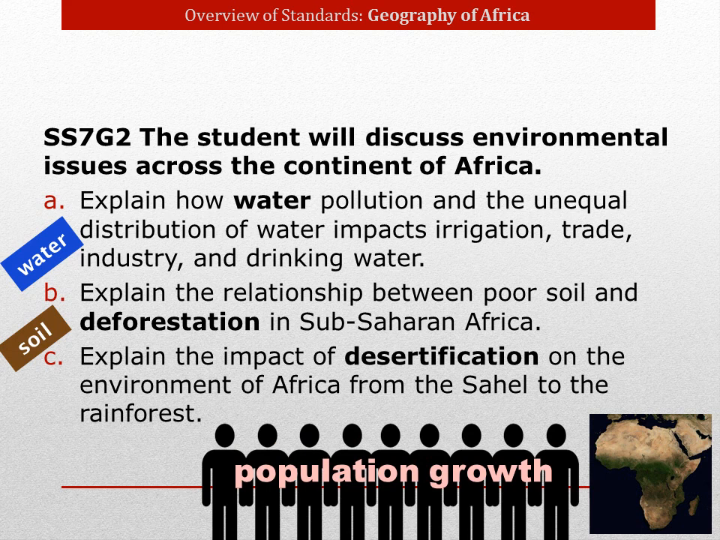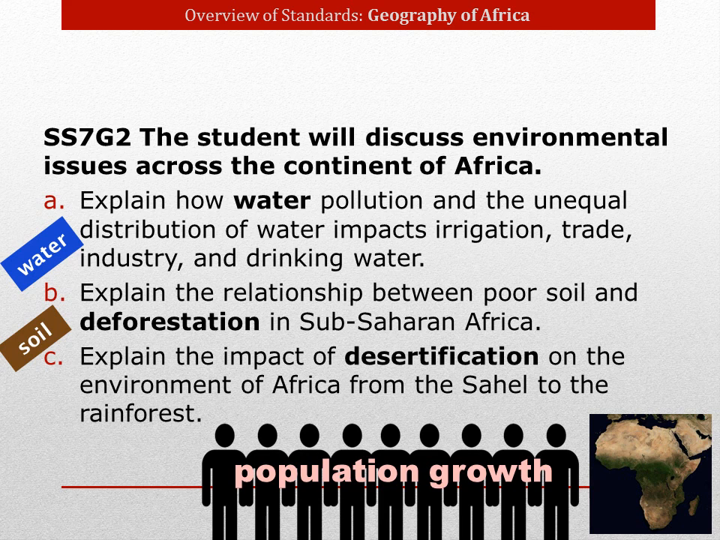So in element A, explain how water pollution and the unequal distribution of water impacts irrigation, trade, industry, and drinking water. Now you know that water is important for people. They need that water for drinking, but it's also necessary for them to grow food. That's where the crop irrigation comes in. And waterways are very important as far as trade is concerned and business. In order to produce things, you need to use water a lot of the time. And you also need that water as a source of transportation.